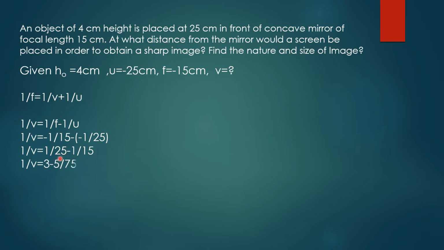Now, 25 times 3 is 75, so 3 times 1 is 3. Next, 15 times 5 is 75, so 5 times 1 is 5. So, 3 minus 5 divided by 75. 3 minus 5 is minus 2. So, 1 by v is equal to minus 2 divided by 75.